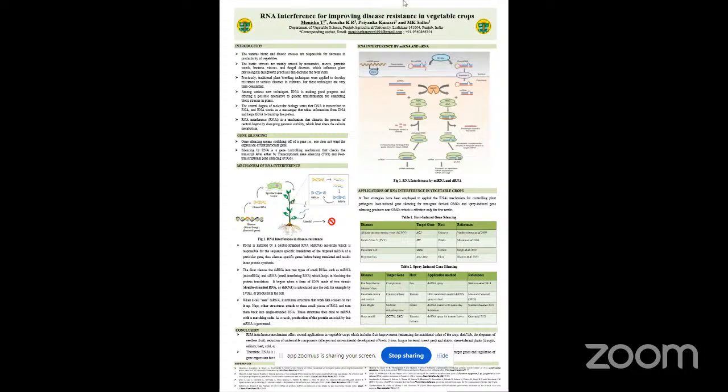So there are two strategies employed to exploit the RNA mechanism for controlling plant pathogens. One is host induced gene silencing. This is a GMO method, that is, Agrobacterium tumefaciens mediated. Through that, gene silencing happens. And another one is spray induced gene silencing, which is non GMO and effective only for a few weeks.